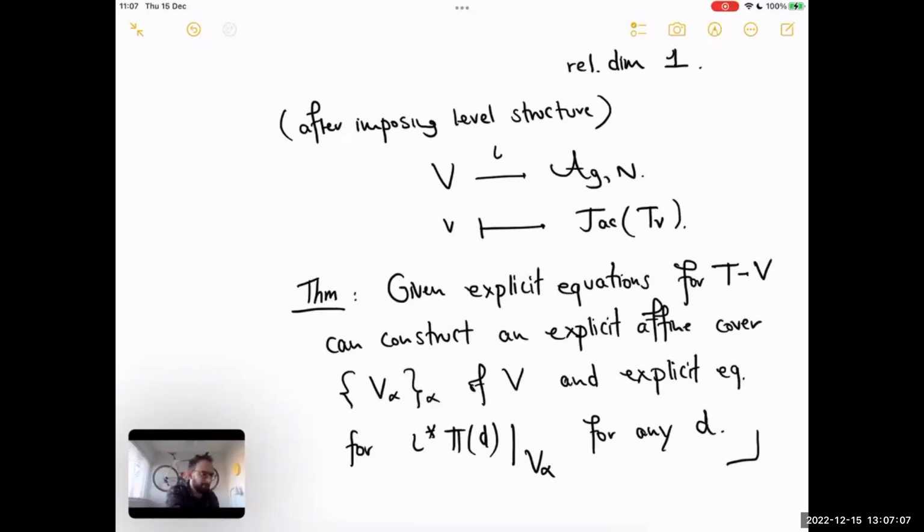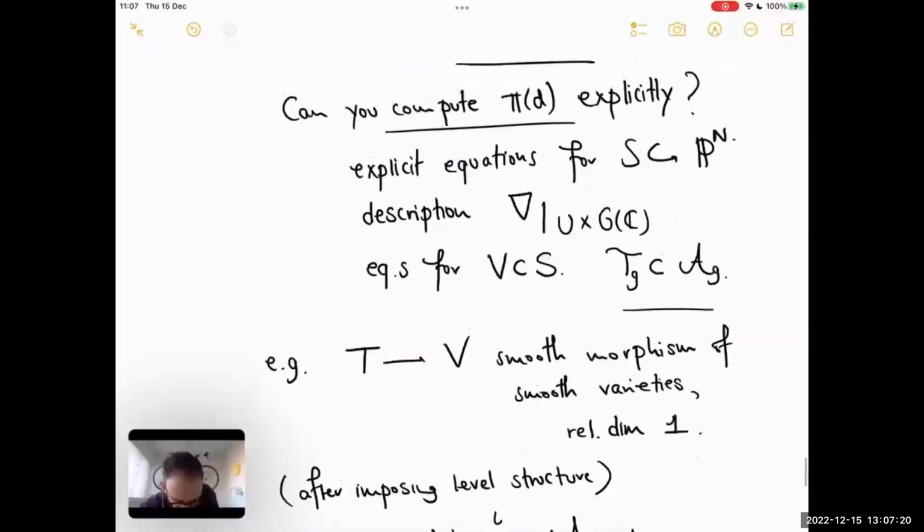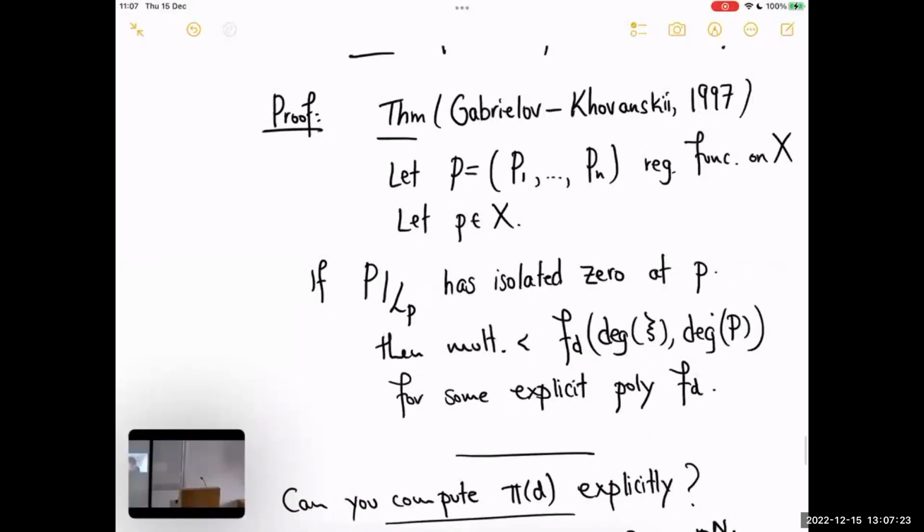Any questions? Can you repeat in what generality this Gabrielov-Khovansky result is true? Can you hear me, Chris? Yeah, I can hear you. Sorry, what did you say? This Gabrielov-Khovansky result you're using, in what generality is this kind of thing true? Do you need your P1 through Pn, you write regular functions, do you just mean holomorphic functions? Sorry, when I said regular, I just mean algebraic functions on the variety.